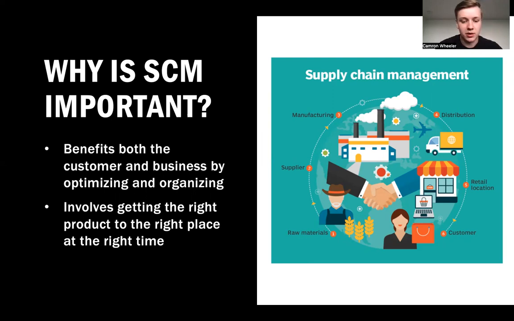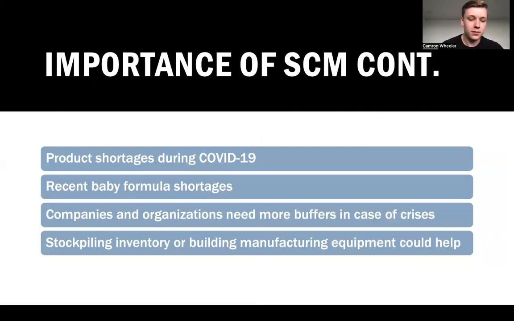So first, the raw materials are sent by suppliers to be manufactured into a usable product or service, and then are distributed through various transportation methods, either directly to the customer or to retailers, which are then sold to the customers. And as we saw during the beginning of 2020, there were a lot of product shortages due to COVID-19 and panic purchasing, and we are still struggling today with supply chains, like with the recent baby formula shortages. A good fix to this problem is creating buffers in case of times of crises, but this can be difficult because it is not always in a company's best interest to do this. Stockpiling inventory and building more manufacturing equipment can help, but it can be very costly for a business to do this, especially with the low risk of having a crisis like we did with COVID.